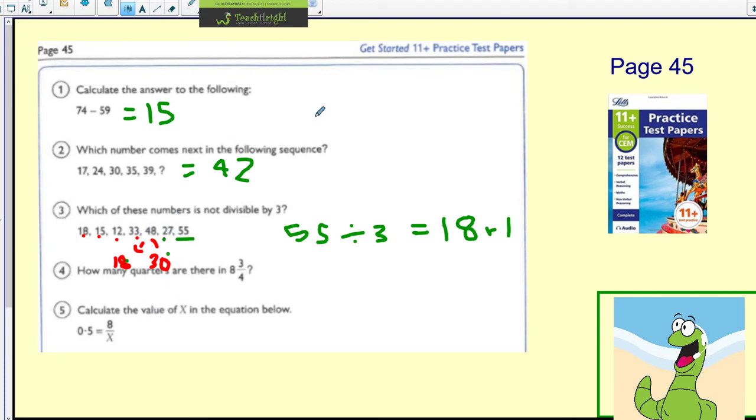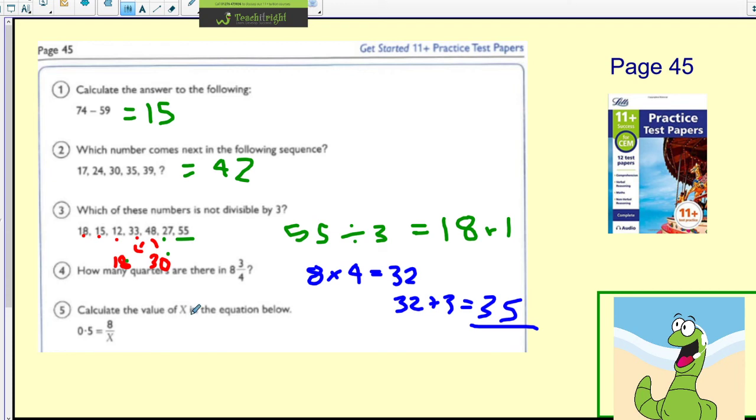Number 4. How many quarters are there in 8 3/4? Well, a couple ways of doing that. There's obviously going to be 4 quarters per whole. So we've got 8 wholes, so that's 8 times 4, which gives you 32 quarters in the 8 whole bits. We've also then got to add on the 3 quarters. So it's going to be 32 plus 3, which gives you 35 as an answer. There are 35 quarters in 8 3/4.